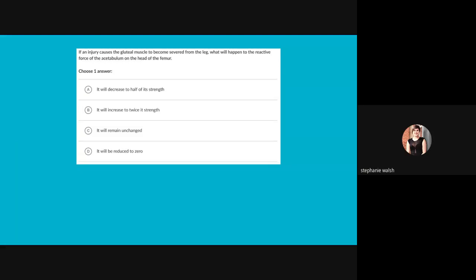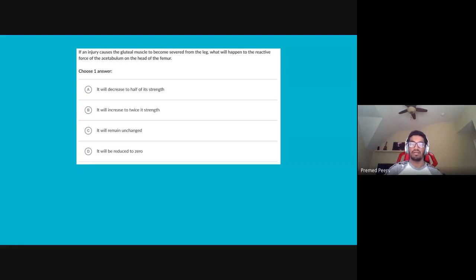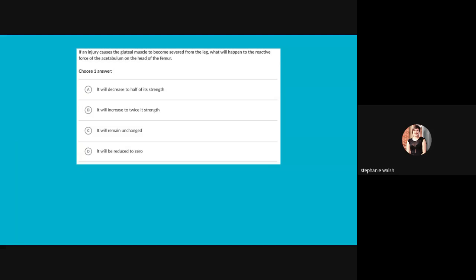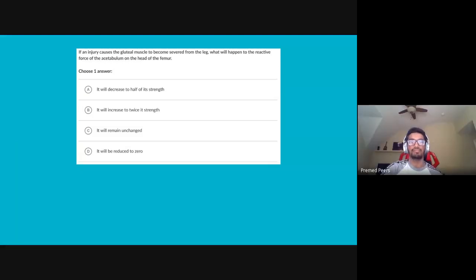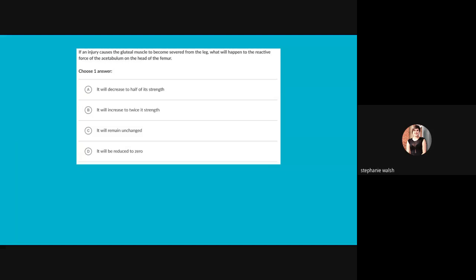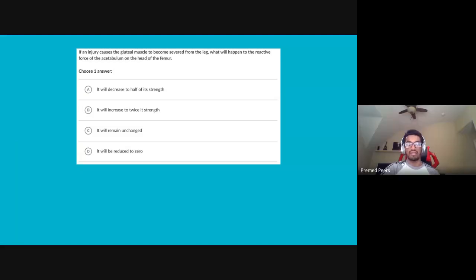It will be reduced to 0. Great. Do you mind letting us know how you got to that answer? I thought of Newton's third law because if that gluteal muscle is severed from the leg, it wouldn't create any force. So then the reactive force would just be 0. Perfect. That's actually the exact way I reason through it. Since if we don't have a force, we don't have an equal and opposite force. So when we sever the muscle, the lack of force means that the reactive force is also becoming 0.